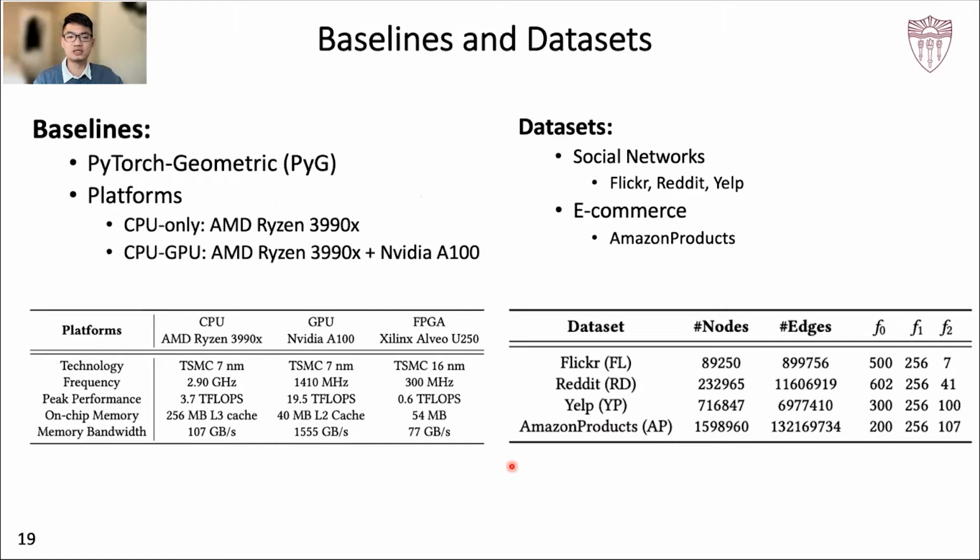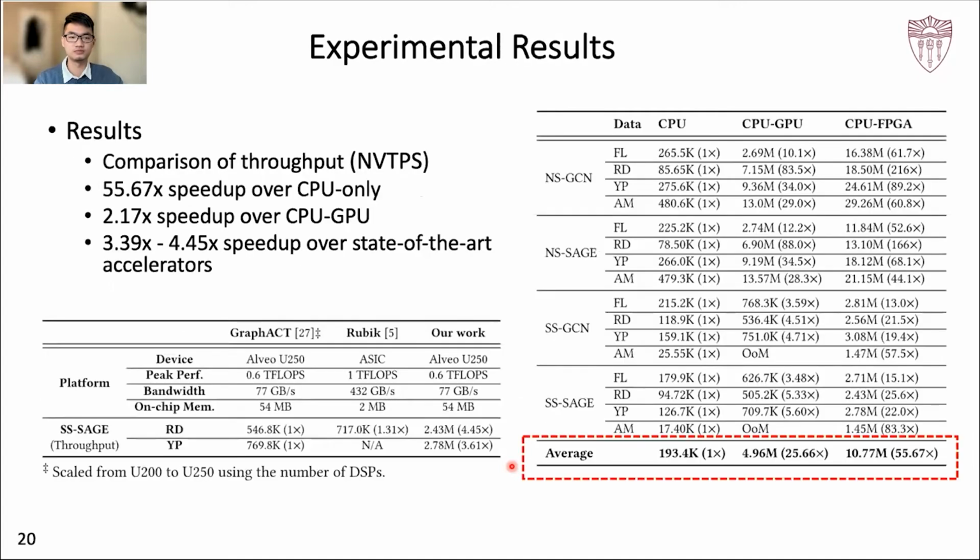We implemented our baseline using PyTorch Geometric and ran it on a CPU-only platform and a CPU-GPU platform. We chose 4 datasets from social networks and e-commerce. And we can look at the experimental results. We compare the throughput to our baselines using 4 application settings. We can see that the accelerator generated by our framework achieved around 55 times speedup over a CPU-only platform and around 2 times speedup over a CPU-GPU platform.